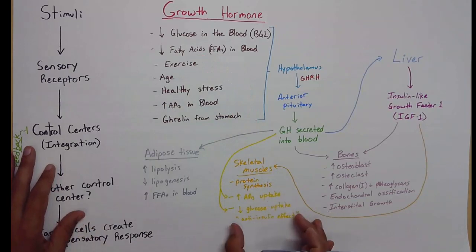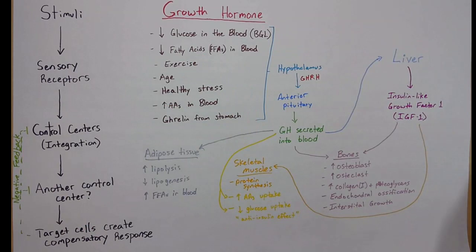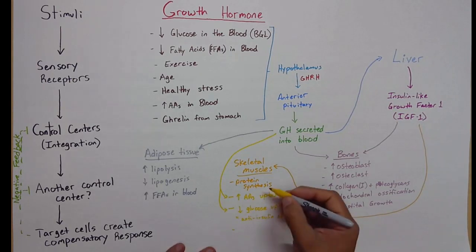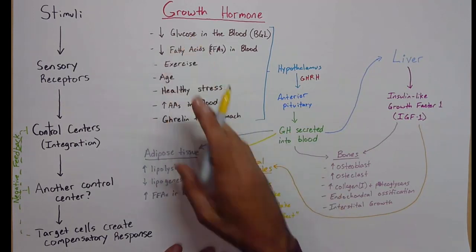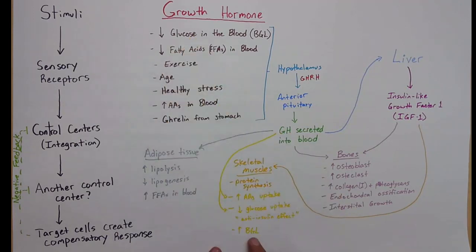By the way, if we blocked glucose uptake over here, what's going to be a result of blocking glucose uptake? There's going to be less glucose going into our skeletal muscles, and this is going to be an attempt to increase those blood glucose levels. Okay? It's a compensation. If the stimulus is a decrease in blood glucose levels, we're going to be trying to increase those blood glucose levels.